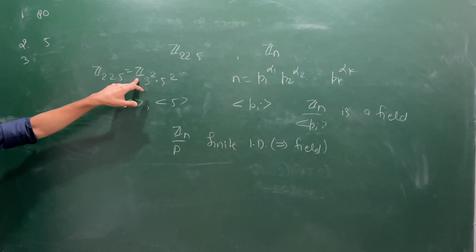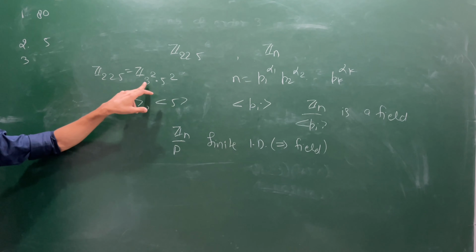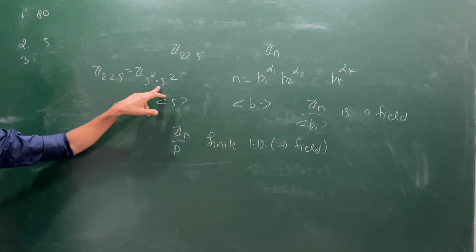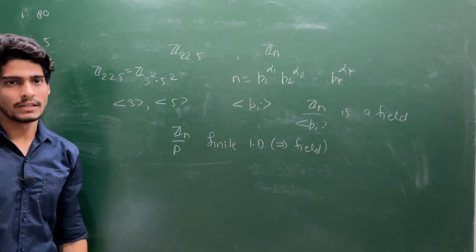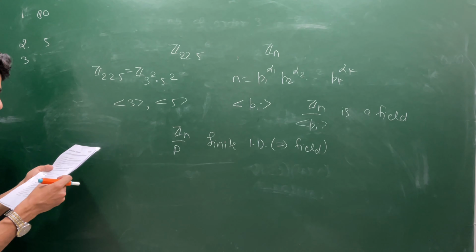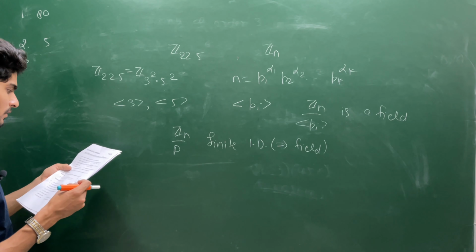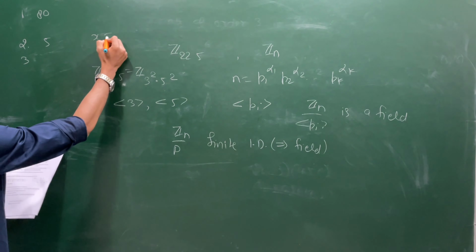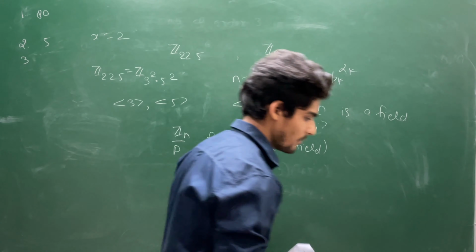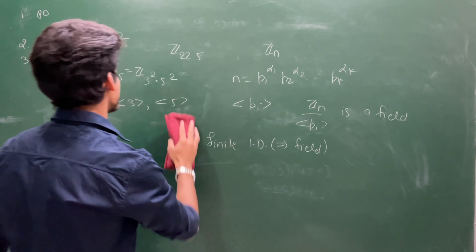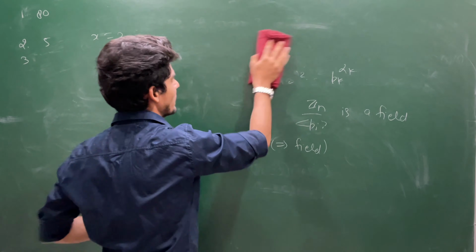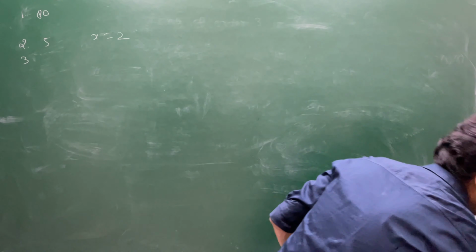So how many distinct prime divisors are there? 3 and 5. So the number of prime ideals is 2. So your x will be 2. Let's count y. Y is the number of non-trivial units. Non-trivial units means you have to remove one element. That is the 1.